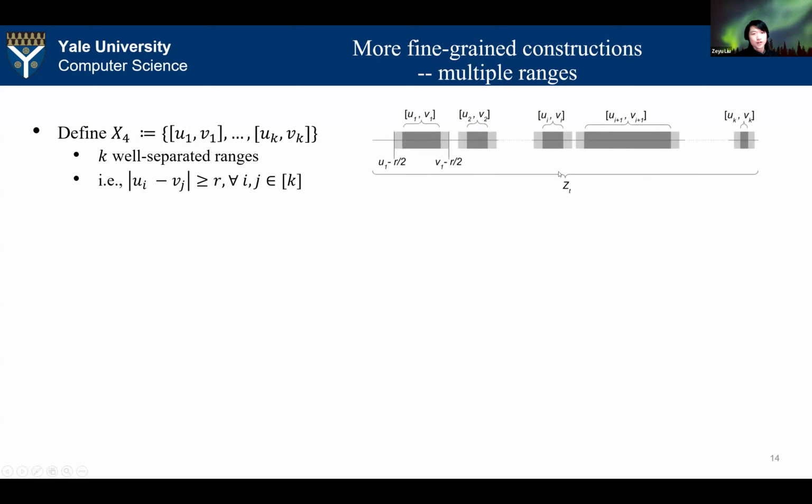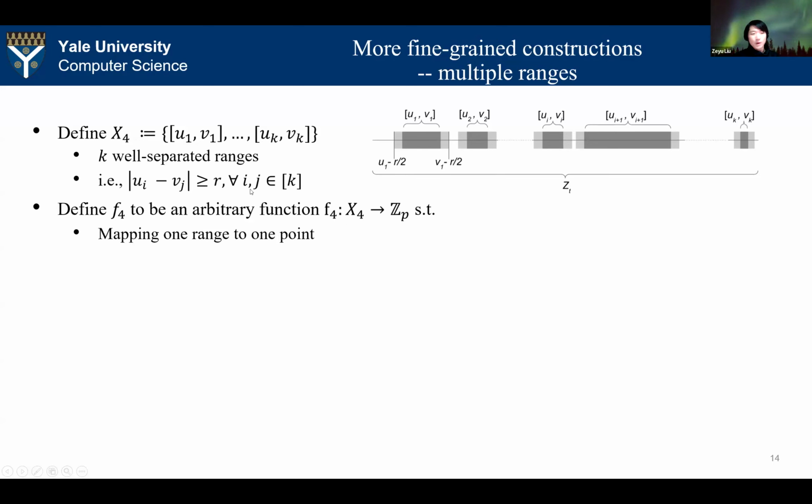In illustration, it looks like this. All the ranges are these dark gray ranges, and the light gray parts indicate that they are separated by at least r points. And then the function f4 can be an arbitrary function that maps one range to one point. So it cannot be a point-to-point function, but it can map any range to any point.